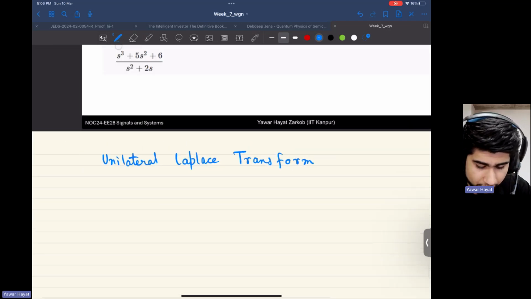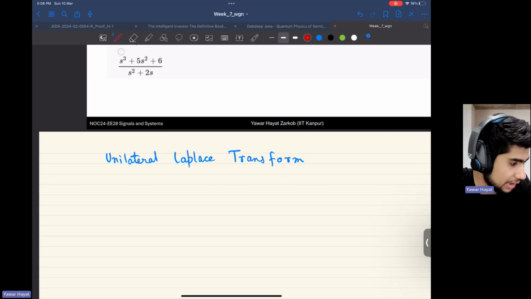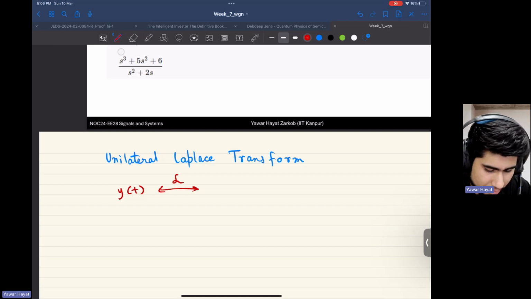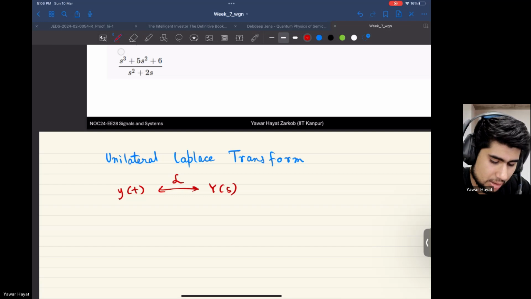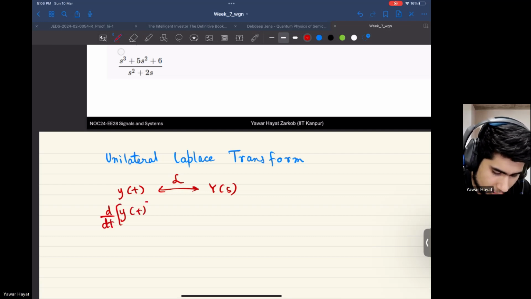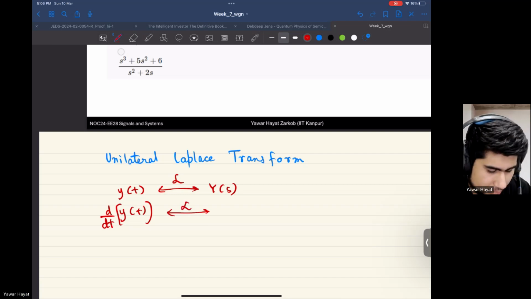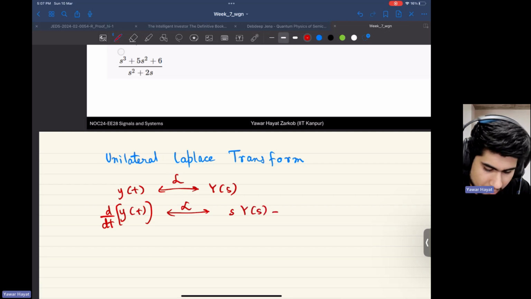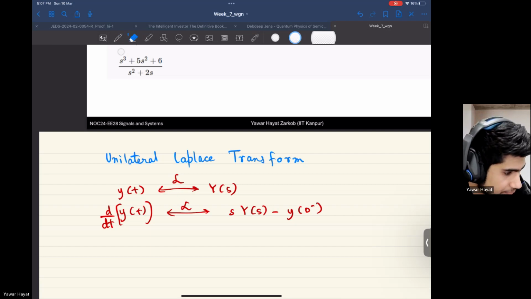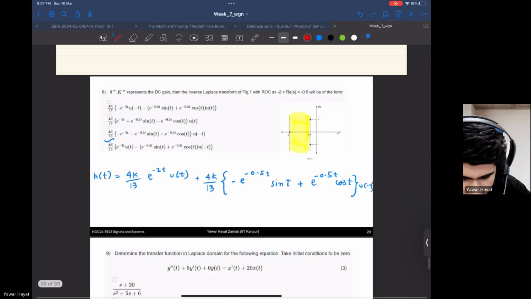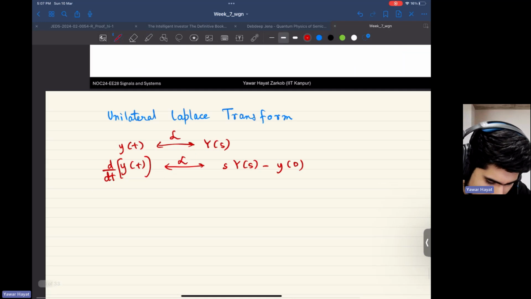I'll be using the following two properties of the unilateral Laplace transform. The first one is, if y of t in the Laplace s domain is y of s, and I take the derivative dy/dt of y of t, the Laplace transform of this would be s y of s minus y of 0. We already discussed that in the properties section. You can refer back to it as well.